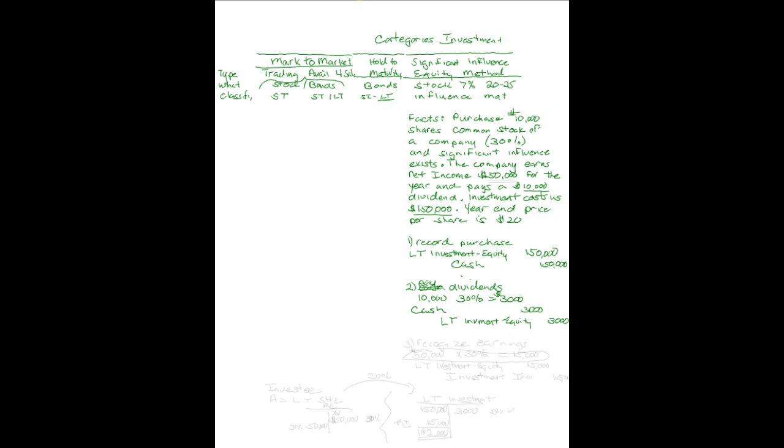It says the company earns $50,000 of net income for the year. So our last entry is to recognize our earnings from this. Now, we didn't get any of that net income in the amount of $50,000, but we're saying 30% of it's ours. So if they have $50,000 of net income, we're saying 30% of it's ours, or $15,000.